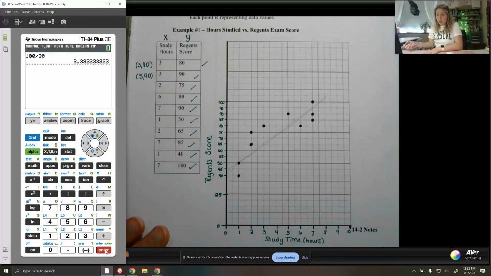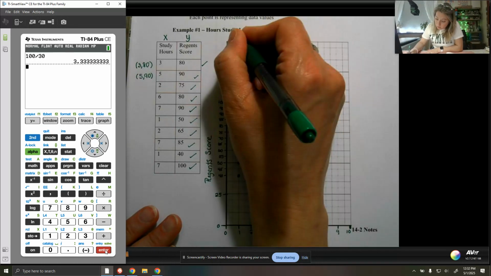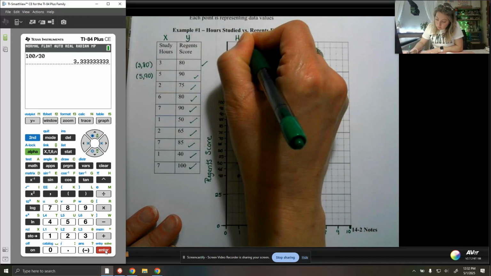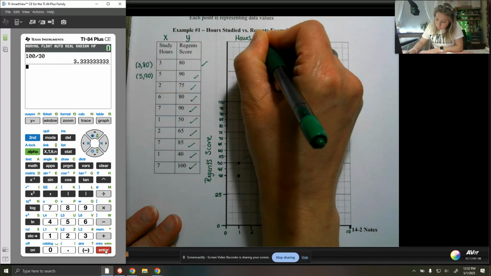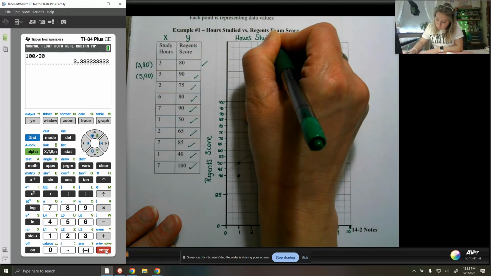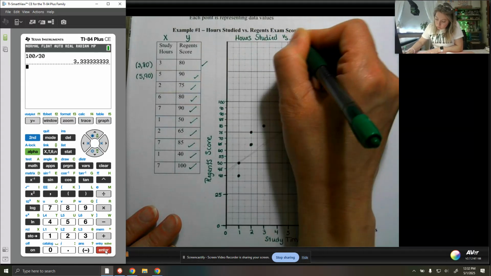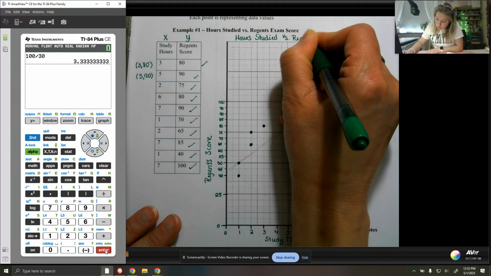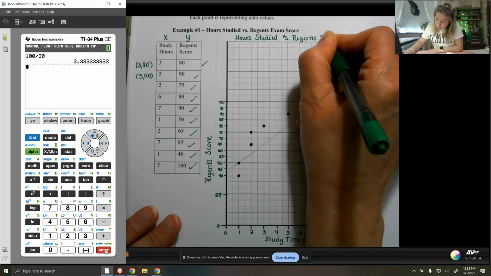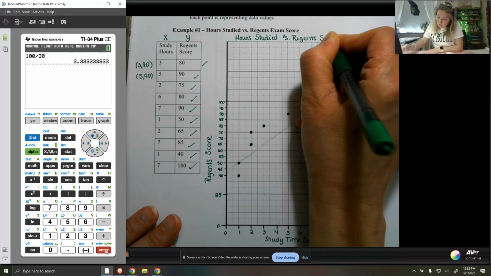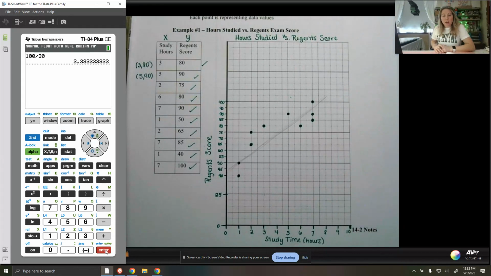Okay, so the last thing I want to do is title my graph Hours Studied versus Regents Score, which they gave us. And there we have it. That is how we create a scatter plot.